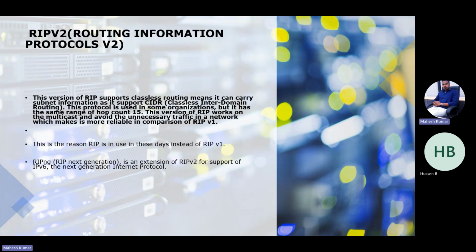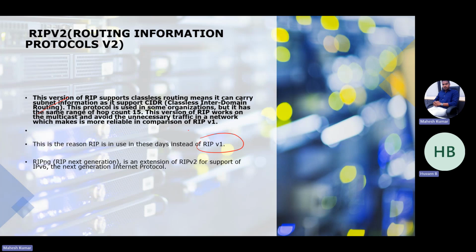Okay, so RIP version 2, Routing Information Protocol, this version of RIP supports classless routing protocol. As we already discussed, RIP version 2 supports both classless and classful. Classless Inter-Domain Routing. This protocol is used in some organizations, but it has the same hop count range, that is 15. This version of RIP works on multicast and avoids unnecessary traffic in a network, which makes it more reliable in comparison to RIP version 1. This is the reason RIP version 2 is in use these days instead of RIP version 1.